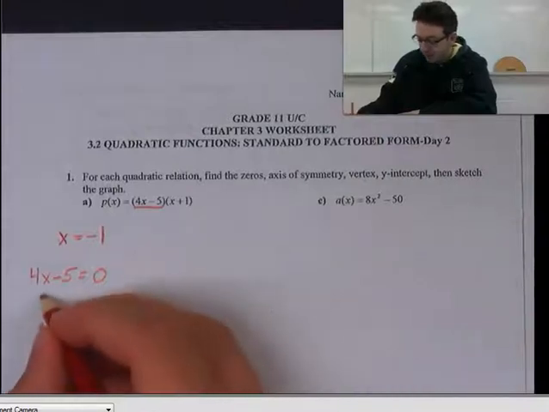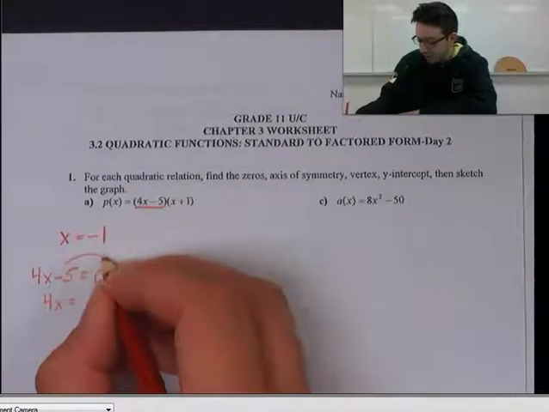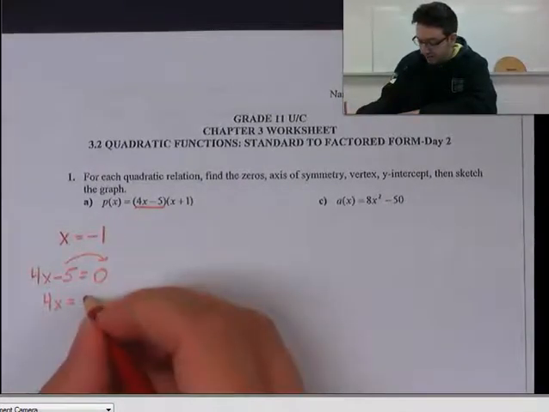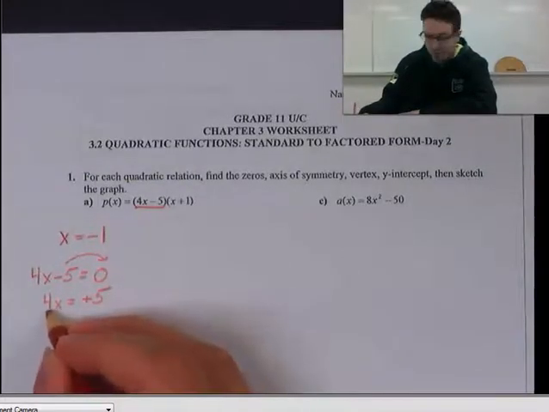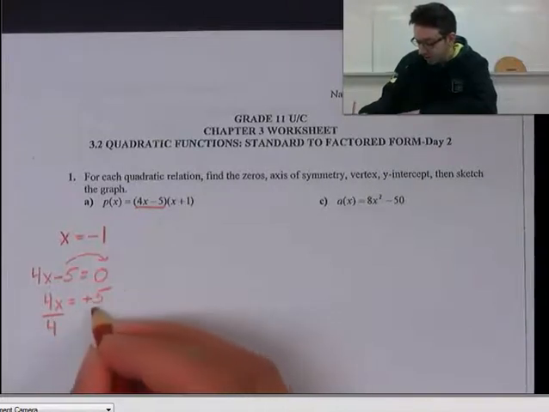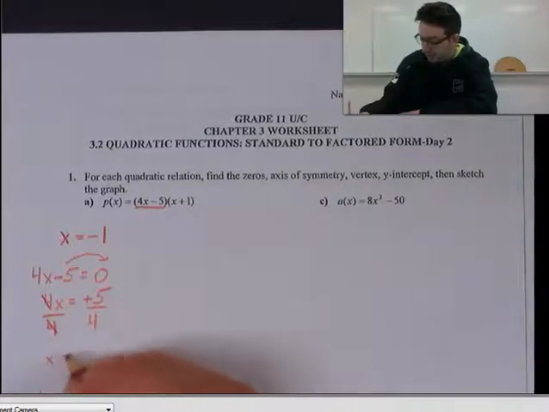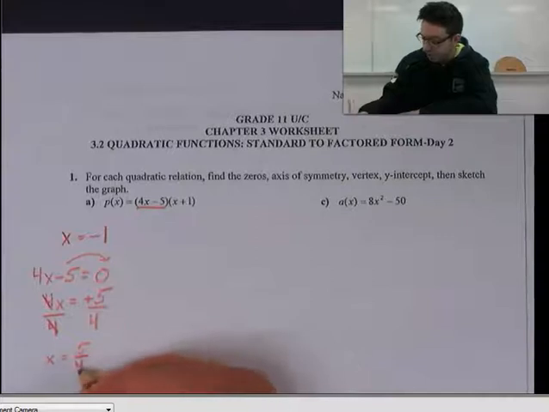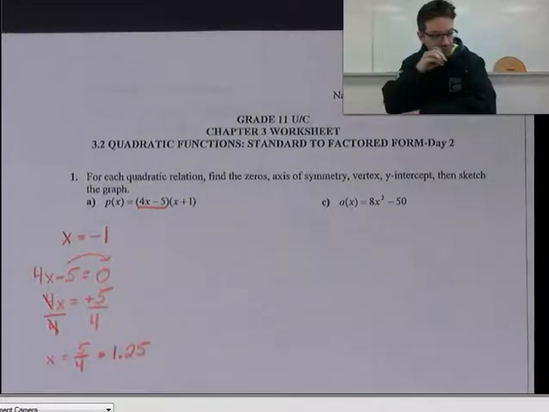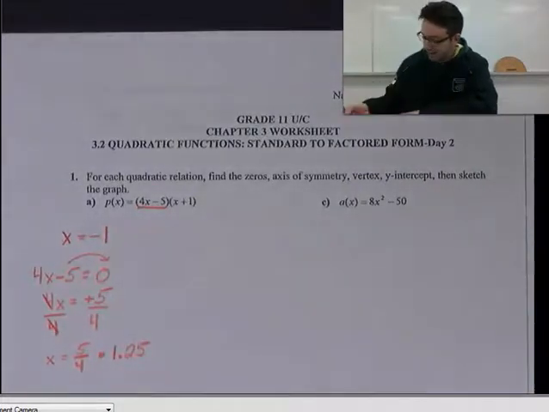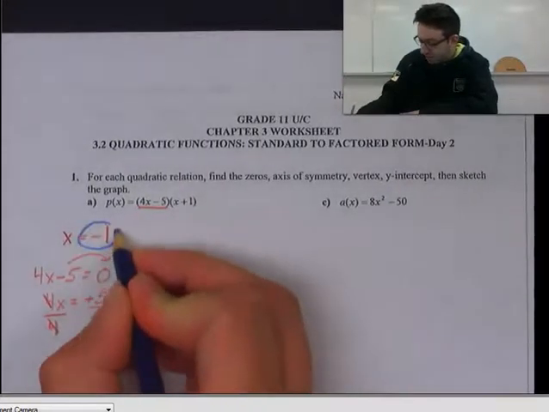So rearranging, we get 4x equals, on the other side, if we bring this term over, basically adding it to both sides, we get positive 5. And then to isolate x, since it's being multiplied by 4, we'll do the opposite operation and divide by 4. We get x equal to 5 over 4, which is the same as 1.25. So those are our two x-intercepts. We have one at a value of 1.25 and one at a value of negative 1.